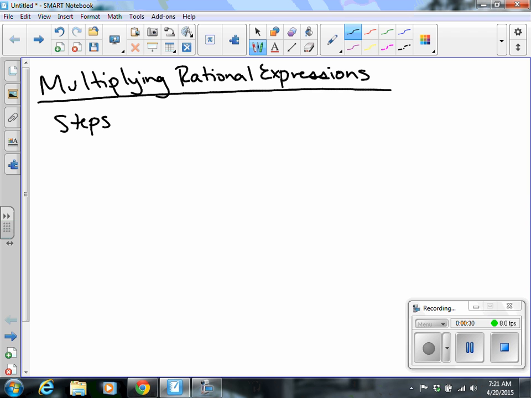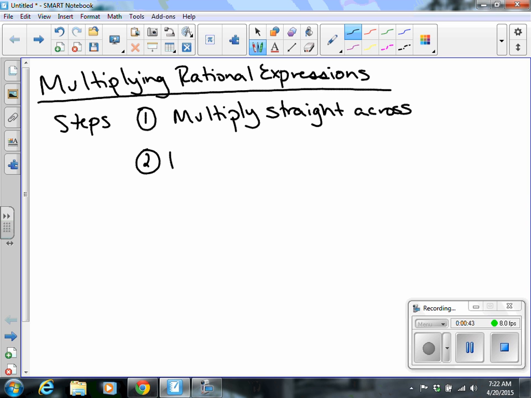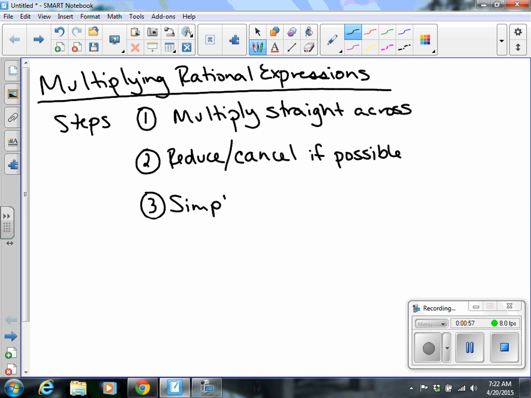So steps. Step 1, multiply straight across. Step 2, reduce / cancel. Anything is possible. And step 3 is to simplify. Step 2 and 3 are kind of the same. We're just making sure that we're reducing everything down. We're simplifying our exponents if necessary.